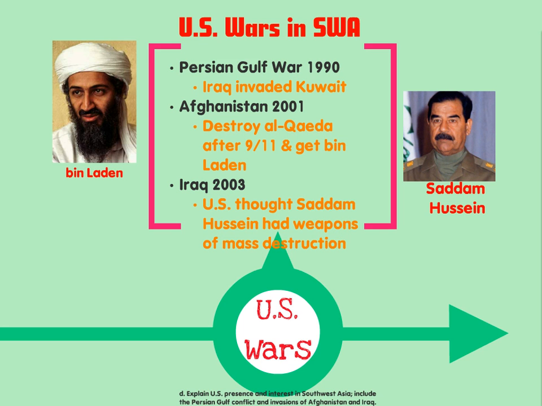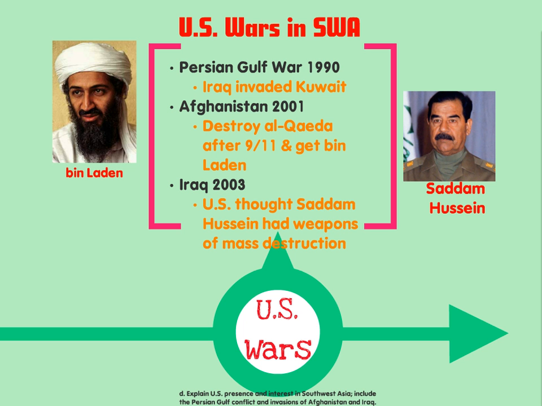Then in Afghanistan in 2001, after 9/11, the United States wanted to destroy Al-Qaeda, which was being harbored or hiding out in Afghanistan, and to, of course, get Osama bin Laden. We're still fighting in Afghanistan today.